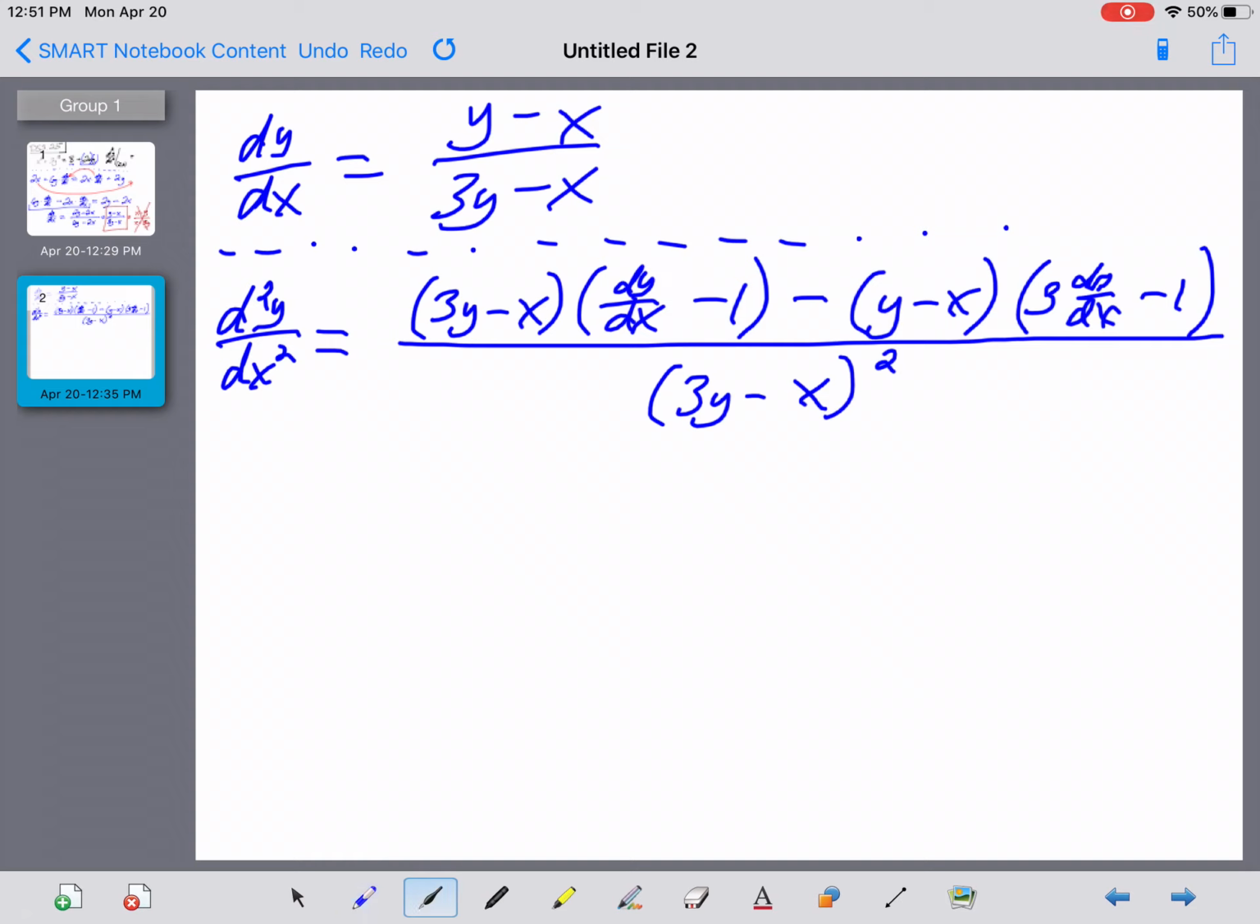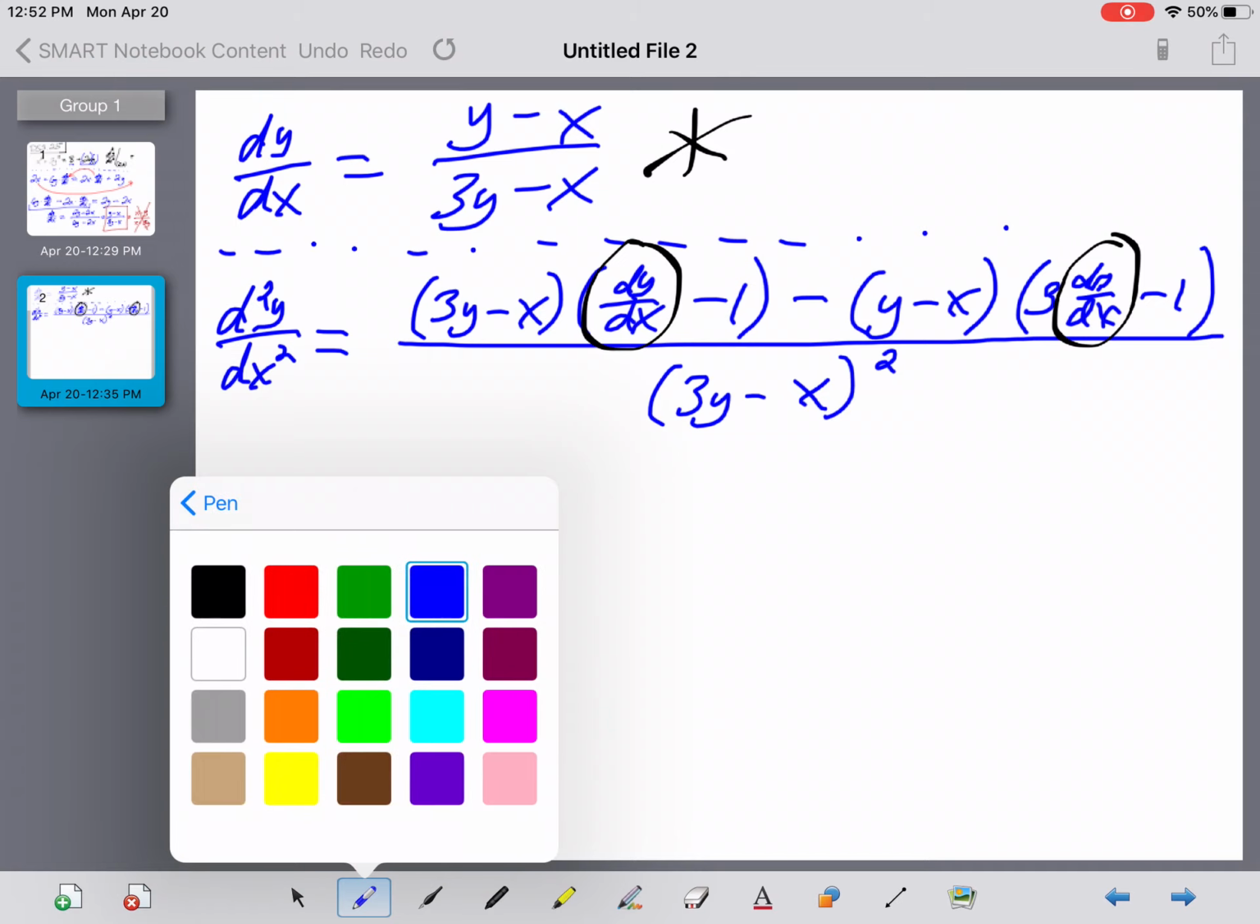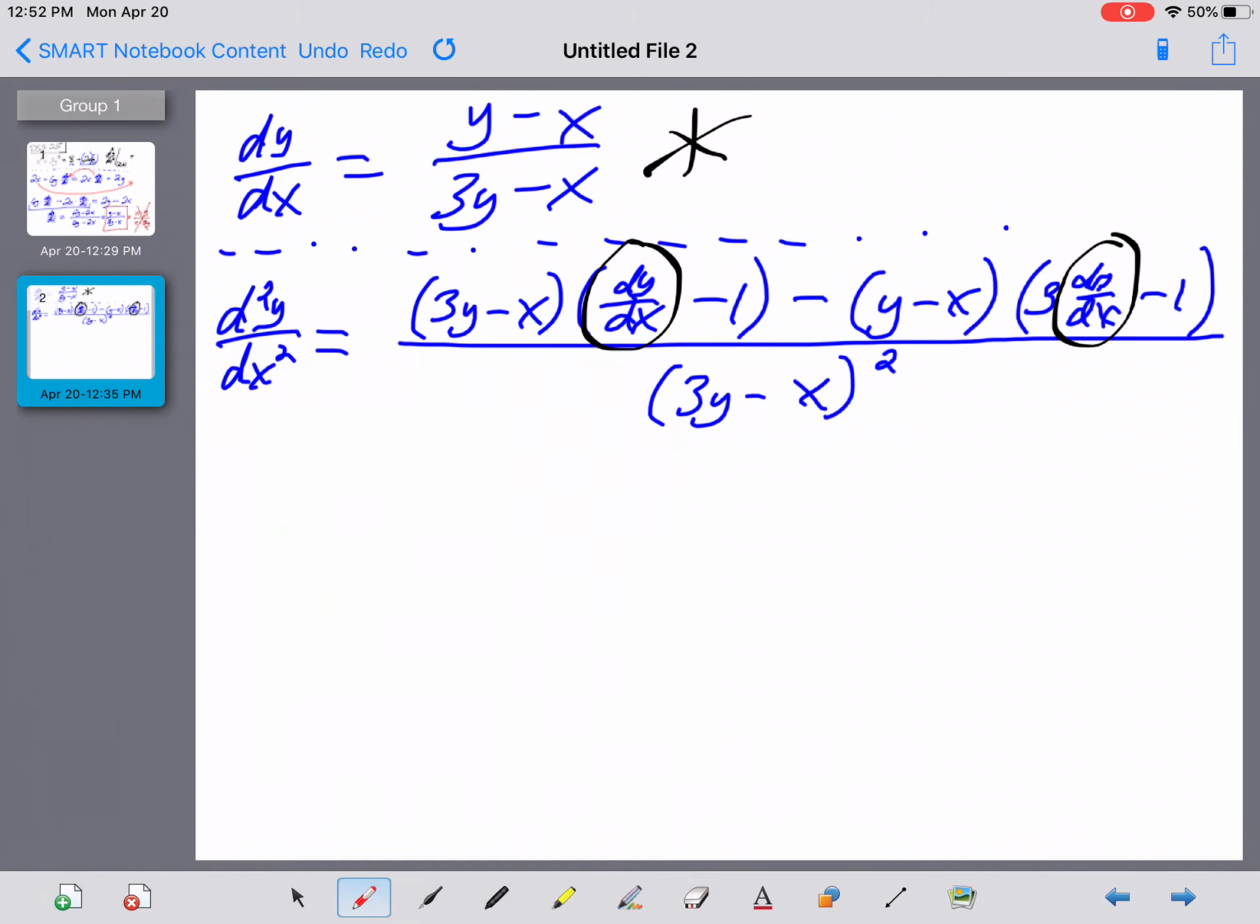Sorry about that. All right, now, the tricky thing we would normally need to do in a case like this would be to replace the dy/dx's that we have here with the expression from our first derivative up here in the second derivative. And if the directions were simply find d²y/dx², find the second derivative, we would need to do that. But because this problem is asking us for the value of the second derivative, we can get around this just a little bit.